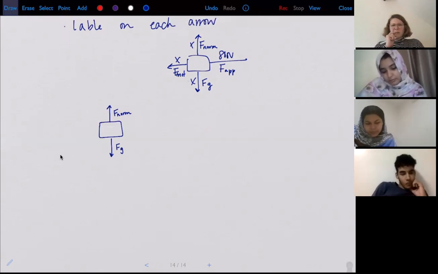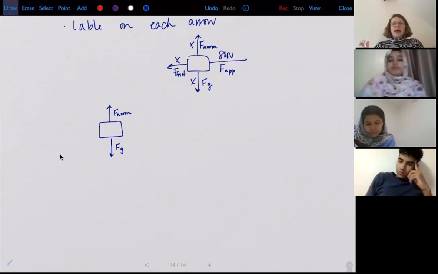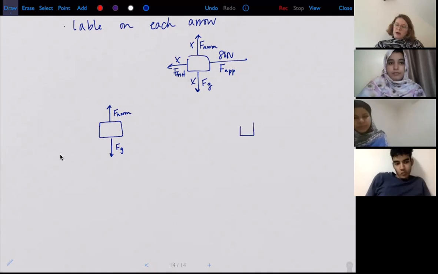This was on Tuesday, the Tuesday assignment, I think. Okay, then it says an egg is in free fall from a nest in a tree and air resistance is negligible and may be ignored. Draw a free body diagram of this egg. So the egg will be my box.